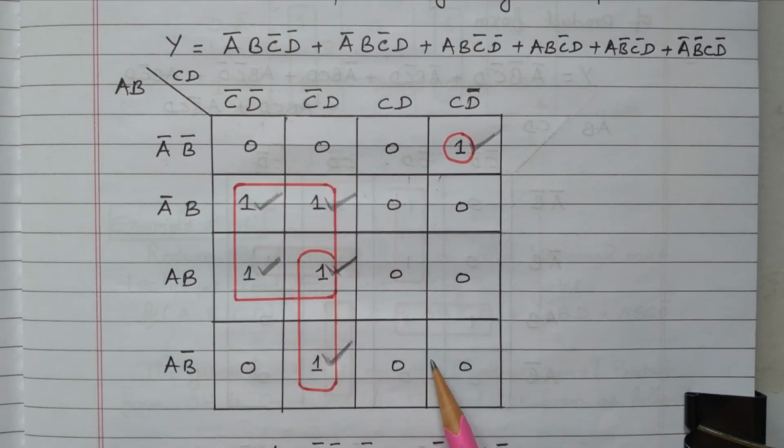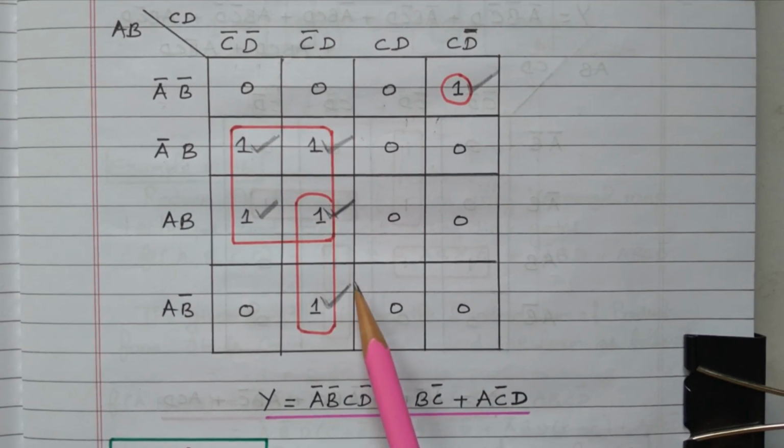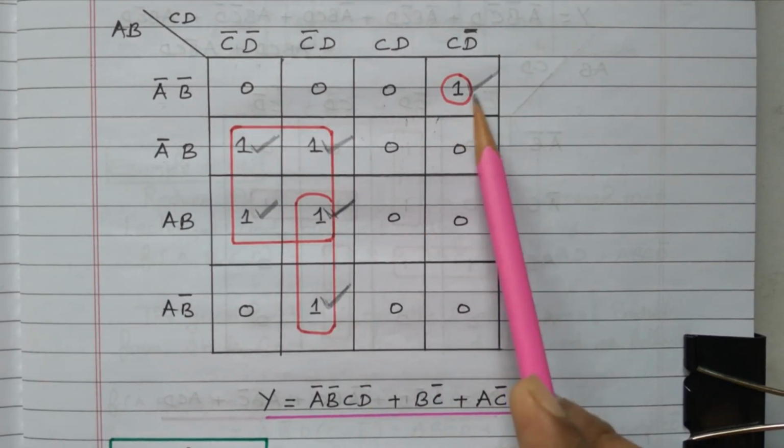Right. Now we need to combine the cells. In order to get the simplified form, we need to combine the cells. See, this one is available individually, separately.